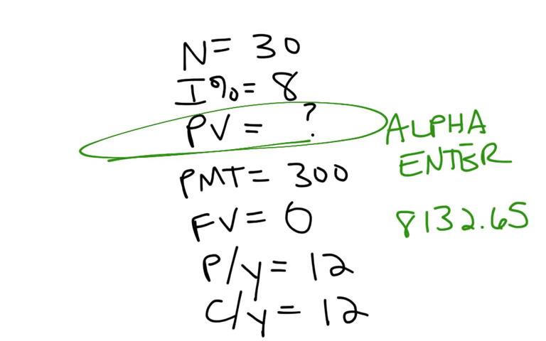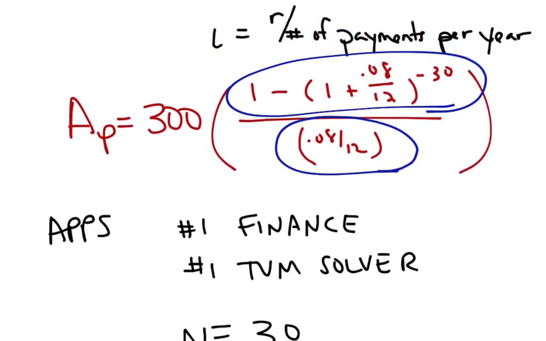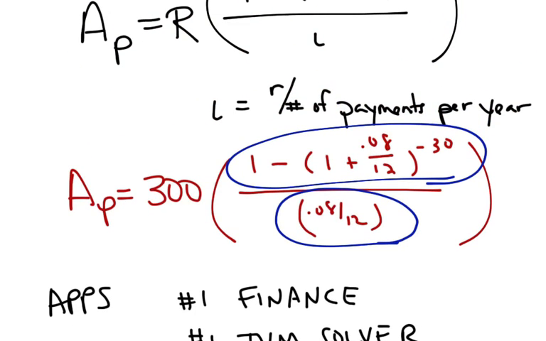And it's going to give you a weird answer because it's going to say it's negative 8132.65. Don't worry that it says negative. We don't know why it does that. It turns out that the present value of the annuity is $8,132.65, which is the same answer you would get if you used this formula.